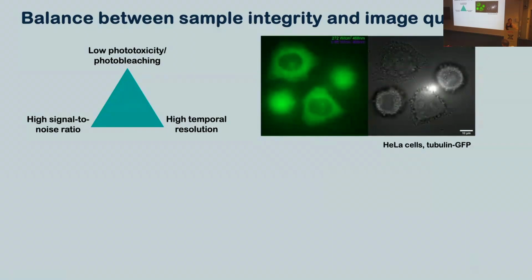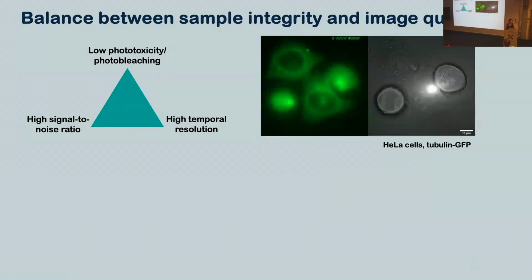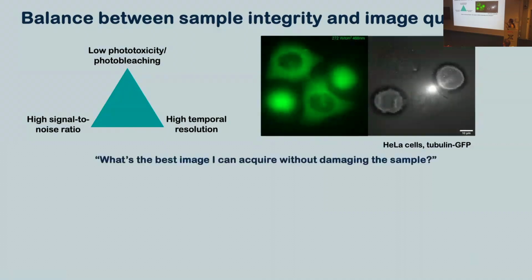So you might think that the question that we need to answer for live cell fluorescence microscopy is, not to play the movie again, because it's very cruel, but what's the best image I can acquire without damaging the sample? That's one question that we might want to ask ourselves. Now, to answer this question, we need to know when we're damaging the sample. What does sample damage look like? How can we tell if it's happened?